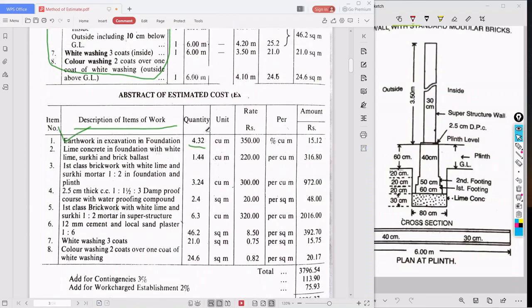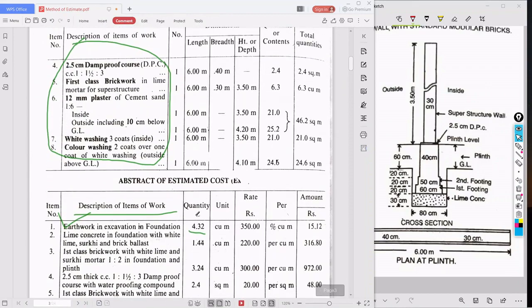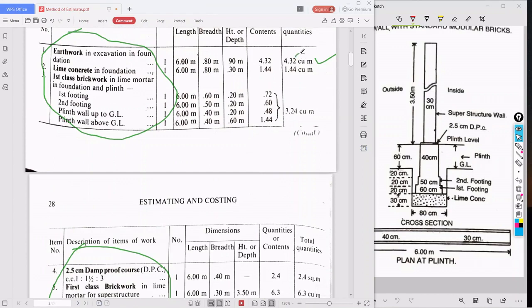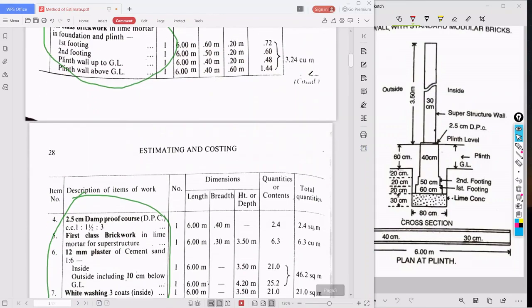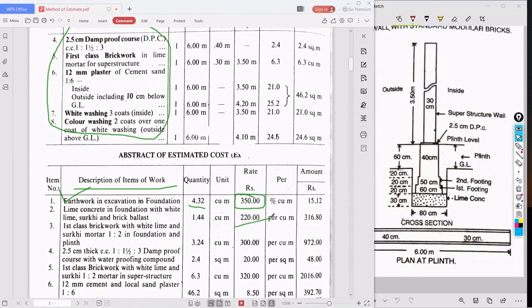So what is the quantity we have calculated? That is 4.32 cubic meter. Okay, unit is meter cube. So what is the rate? This rate is taken from the schedule of rate books, that is the SR book. Okay, so we will take the rate per unit, that for earthwork is 350 rupees per meter cube.